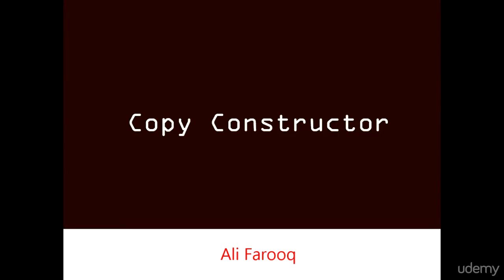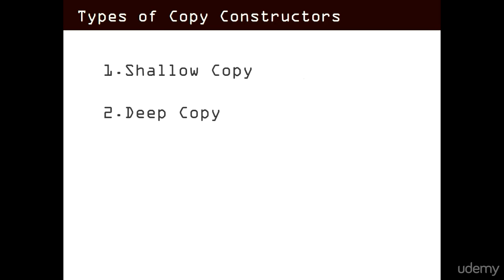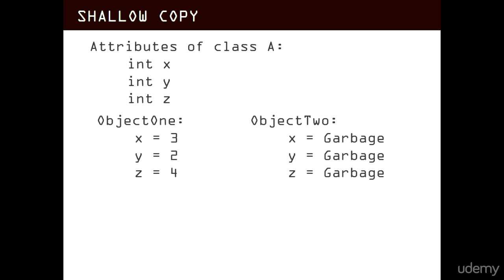Hello guys, in this tutorial we will be covering copy constructors. Since this is a topic that is comparatively harder than what we've covered so far, let's just look at what they are and what the problems associated with them are over here, and then we'll move on to the code. Okay, so there are two types of copy constructors, the shallow copy and the deep copy. So first let's look at the shallow copy constructor.